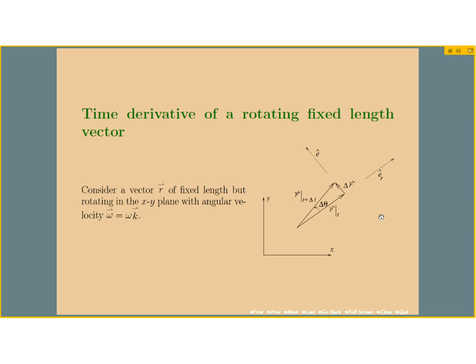Now, let's consider a vector R of fixed length, but rotating in the xy plane with an angular velocity vector omega equal to the scalar omega times k, where k is the unit vector in the z direction. Since the xy plane is represented in the plane of the screen or the plane of the board, the k direction is out of the board. If we use a right-handed axis system, we see that the k direction is coming out of the board towards the viewer.